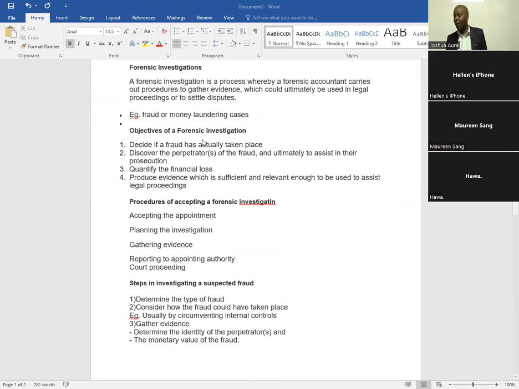So here we are. What are forensic investigations? We are being told that a forensic investigation is a process whereby a forensic accountant carries out procedures to gather evidence which could ultimately be used in legal proceedings or to settle some disputes. So when you talk of forensic investigations, ladies and gentlemen, I would want you to underscore the word forensic. Forensic means what here? To be used in a court of law. For purposes of what here, of course, determination of disputes.